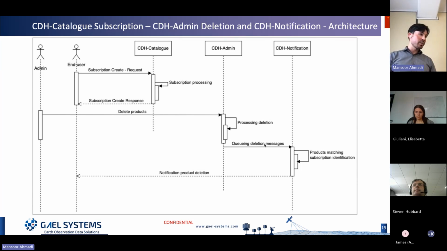The next stage is that the admin would like to delete the product. And the deletion is processed by the admin. And then once the deletion is processed, it queues the deletion message. And then this deletion message is consumed by the CDH notification by identifying the subscription filter. So we have 2 filters, as we discussed, that we are going to see. And if this filter matches, the user will be notified on the product deletion.